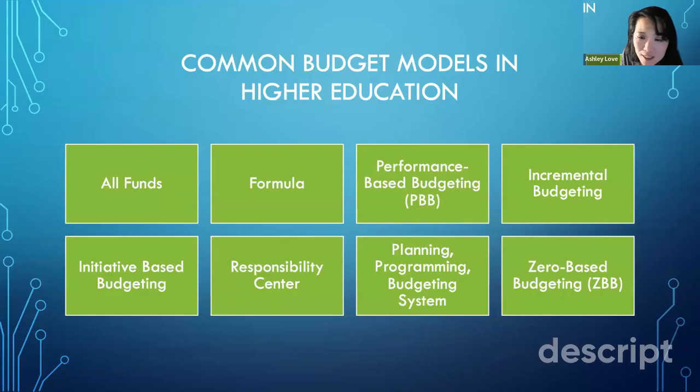And if it's hard to see, I put it on here from your book: all funds, formula, performance-based, incremental budgeting, initiative-based budgeting, responsibility, program, and zero-based. What you want to look at is the chapter. If you haven't had a chance to look at it, in other literature you may hear something like activity-based, meaning sometimes it's looking at some of the activities that they're initiating based on budgeting.